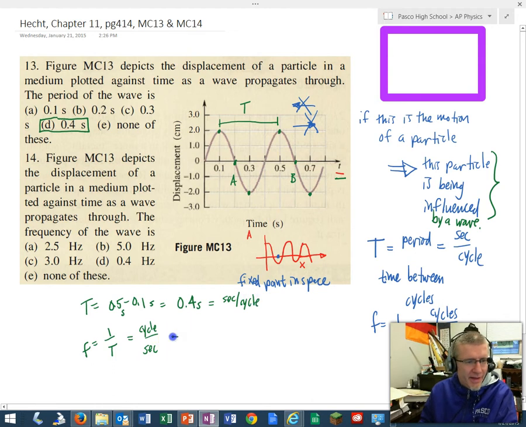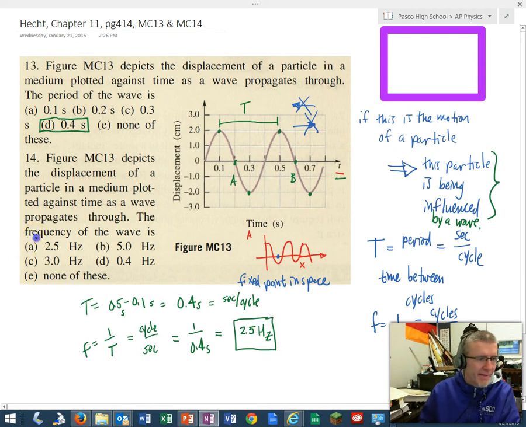If I know that one cycle is seconds per cycle, then 1 over 0.4 seconds is going to give me 1 over seconds per cycle, so cycles per second. That is basically 4 divided by 10, or 2 into 5, 2.5 hertz. So 2.5 hertz, A.